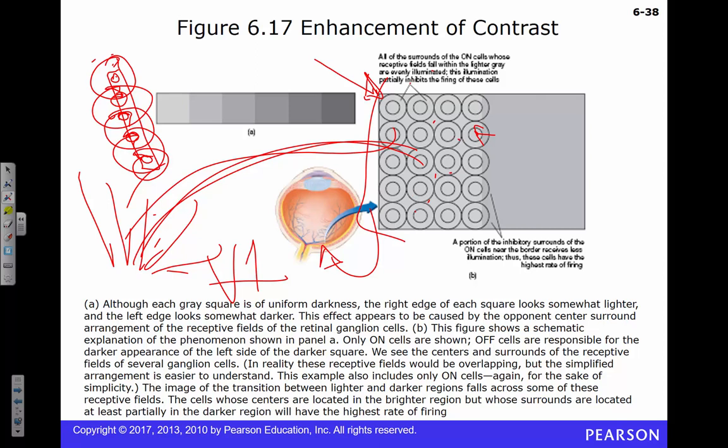So there we go. So we're going to take these receptive fields. Again, we're going to put them together in different formats, in different ways, different arrangements, so that we can go beyond just dots of light. Because, Kayla, a dot of light doesn't do us any good, right?